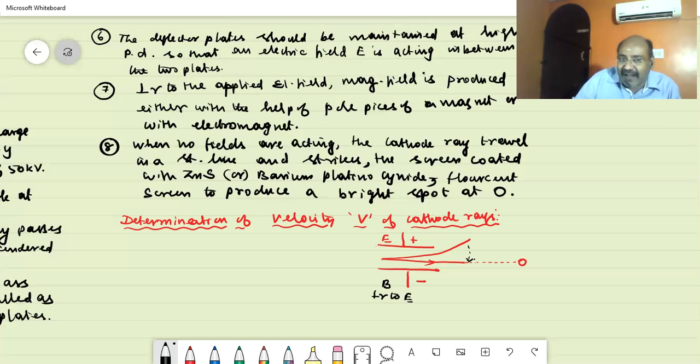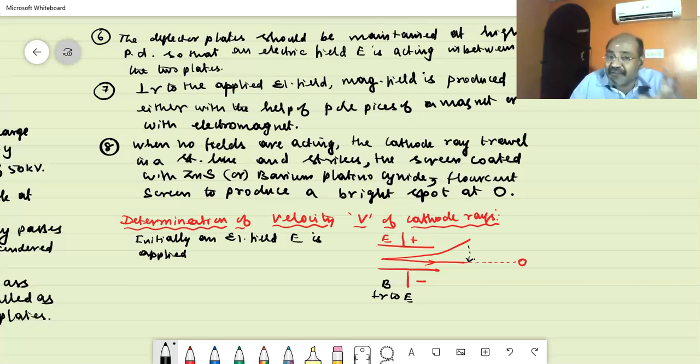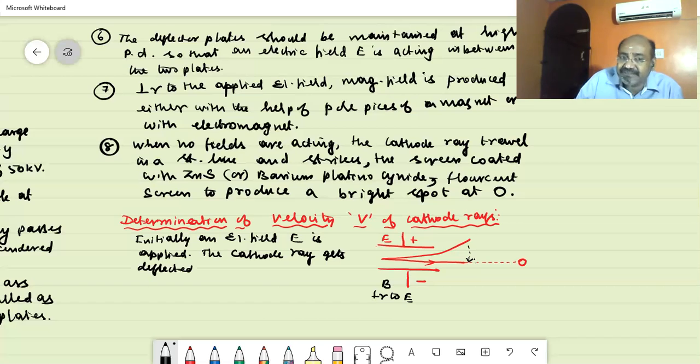See, first of all, I am writing. Initially, an electrical field E is applied. When you are applying this electrical field, the cathode ray, or the electron beam, gets deflected from its original position.